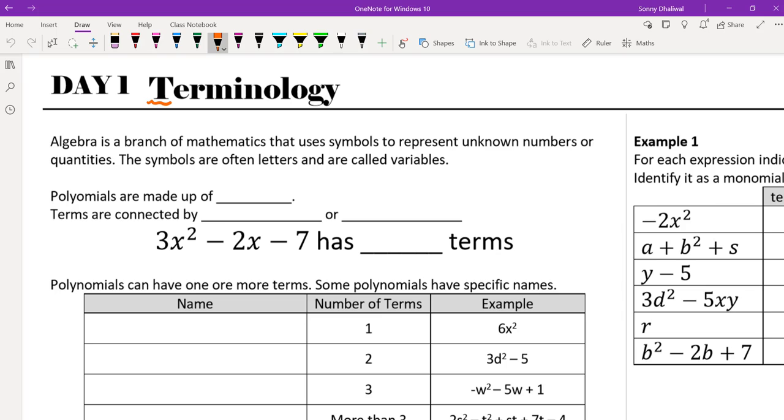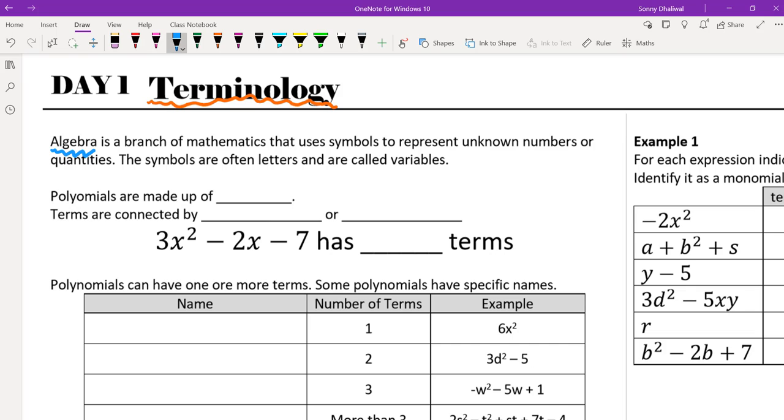So today, it's going to be a short lesson, and all we're talking about is terminology. This whole unit is called polynomials, and we're working with algebraic expressions. Before we can work with them, we need to know how to talk the language. So today we're just going over different terms and what they mean and how to figure out what they are.